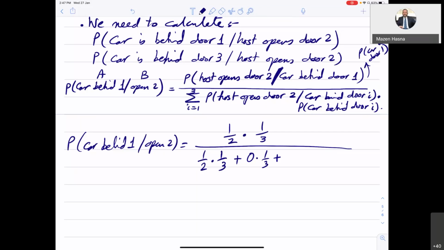And the host knows that the car is behind door 3. What options does he have? He can only open door 2. So in that scenario, this probability is 1. He cannot do anything else. Times the probability that the car is behind door 3, which is again 1/3. If you do this, this will be 1/3.